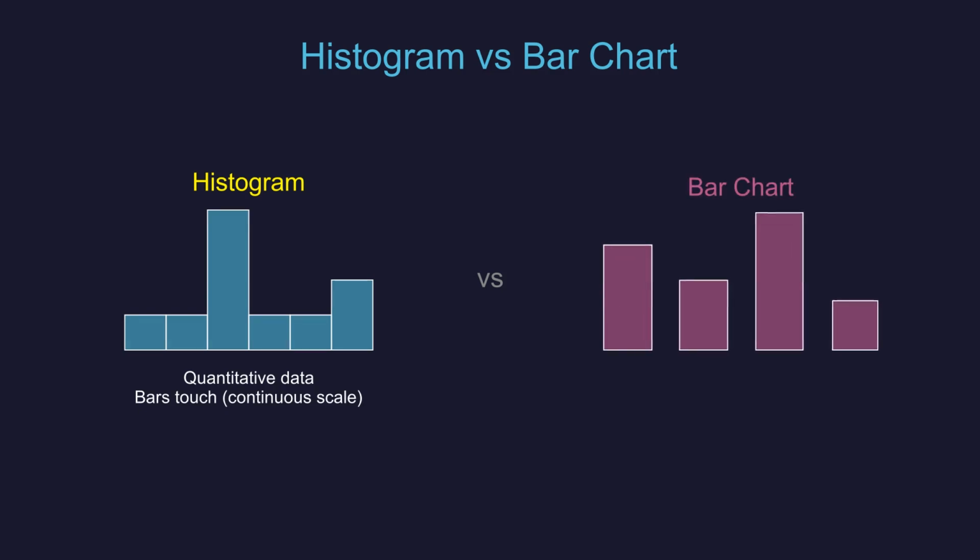Bar charts, on the other hand, are for categorical data. The bars do not touch because each bar represents a distinct, separate category with no natural ordering or continuity. Bar charts can also be used for frequency tables with non-uniform class intervals.